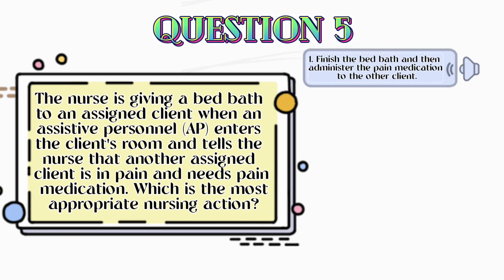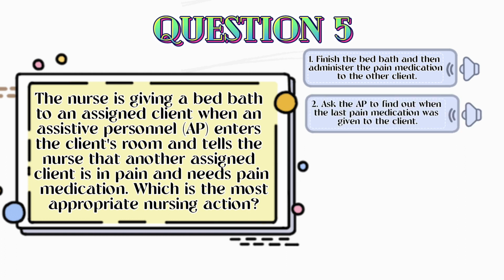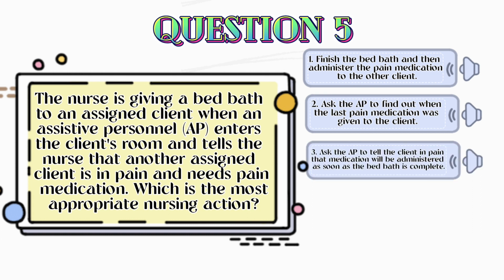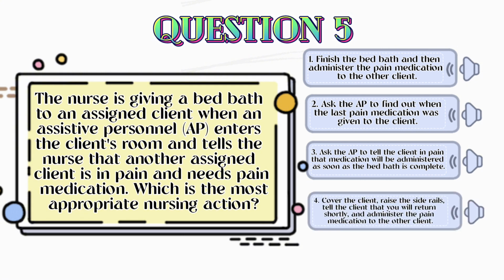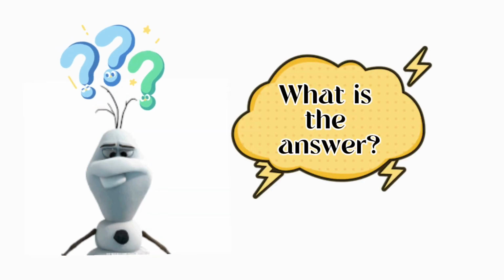1. Finish the bed bath and then administer the pain medication to the other client. 2. Ask the AP to find out when the last pain medication was given to the client. 3. Ask the AP to tell the client in pain that medication will be administered as soon as the bed bath is complete. 4. Cover the client, raise the side rails, tell the client that you will return shortly, and administer the pain medication to the other client. What is the answer?